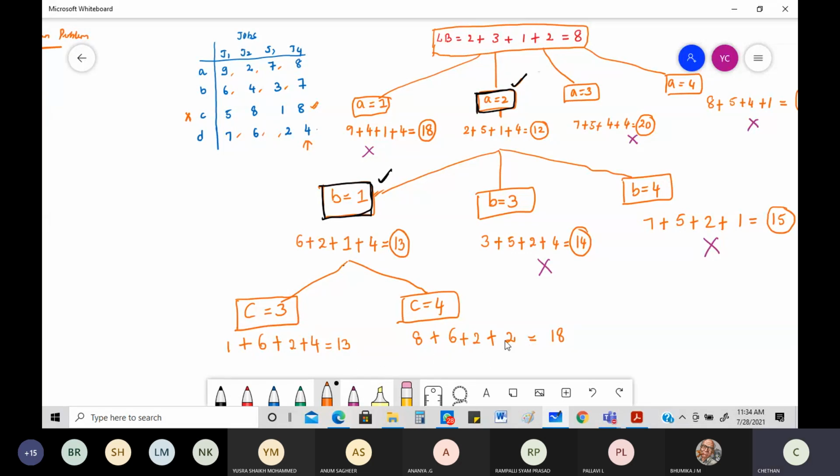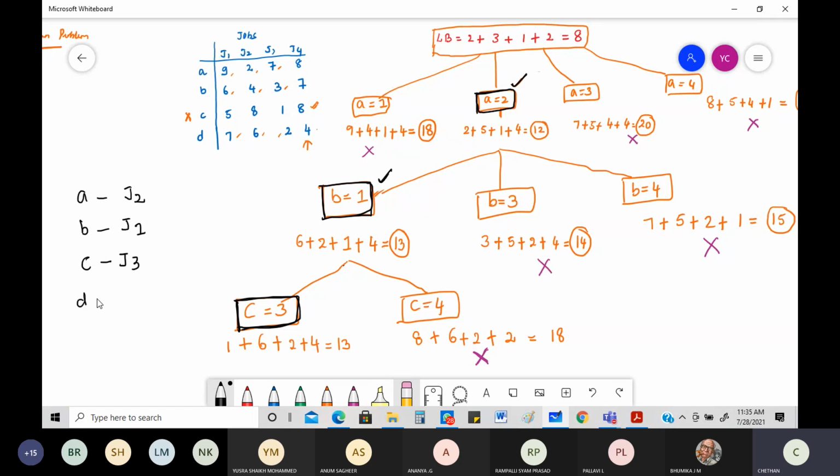Among these two, which is smaller? The smallest is with regard to this one, so this will not be considered. Which is smallest? Smallest is C3. Now you check. See, A is doing job 2, A is equal to 2. 2 is nothing but job 2. B is doing job 1, J1. C is doing job 3, J3.